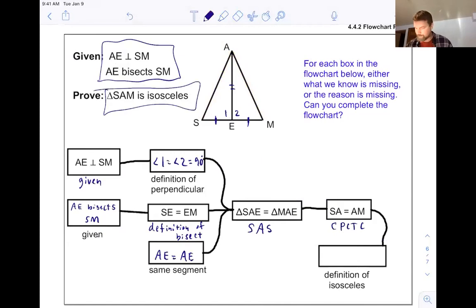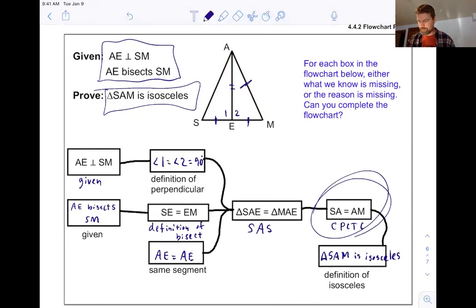Triangle SAM is isosceles. How did I know that was true? Well, that's a definition of isosceles. Isosceles is a triangle with two sides that were the same. And we just said that these sides here were the same, right? If I know that those sides are the same, then the triangle SAM is going to be isosceles because by definition, an isosceles triangle has two sides that are the same length.